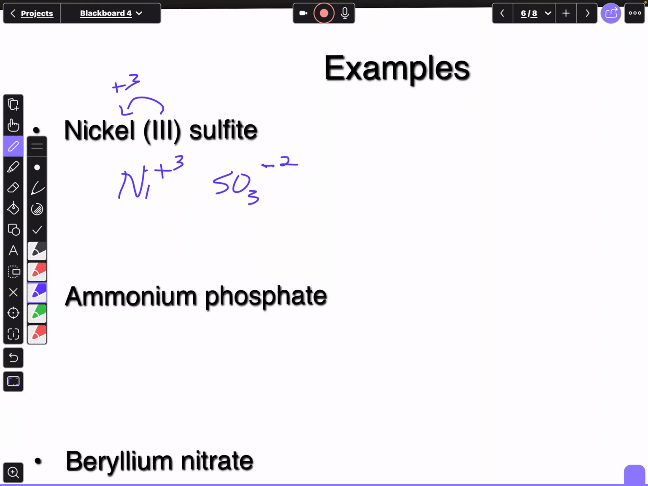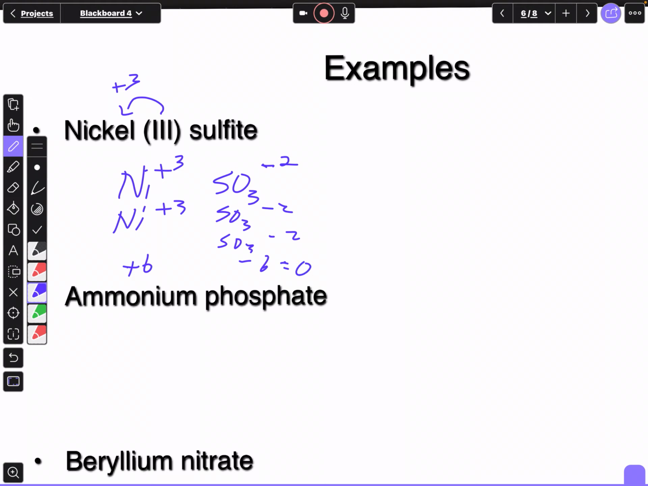Now, the first way is just whichever way you choose to work these. If I was going to balance these charges, I'd do the least common multiple of 3 and 2, which is 6. Meaning I need a positive 6 overall here and a negative 6 overall here. So I would have to have another nickel, and for sulfite to equal negative 6, I would need 2 more of those: SO3 minus 2, SO3 minus 2. Now all those add up to 0.